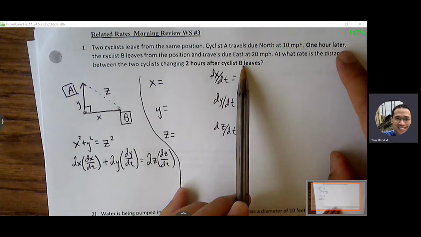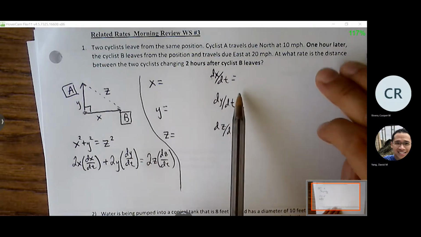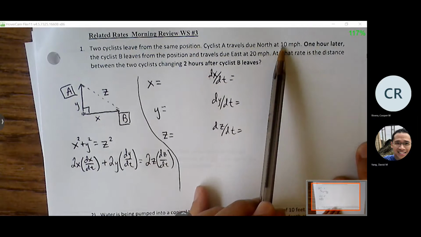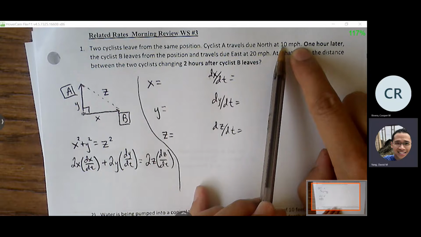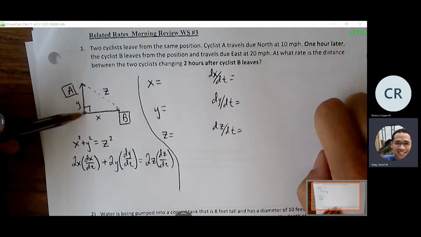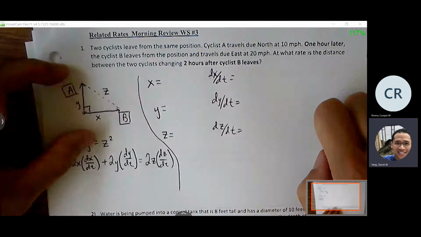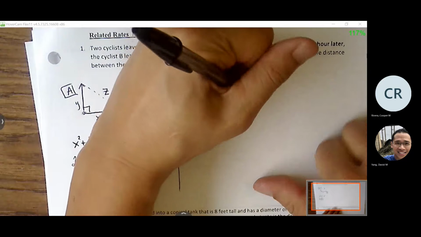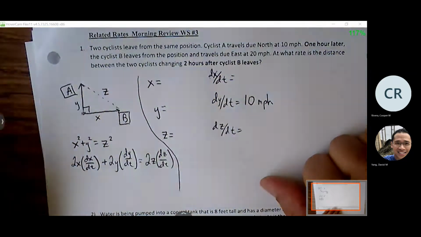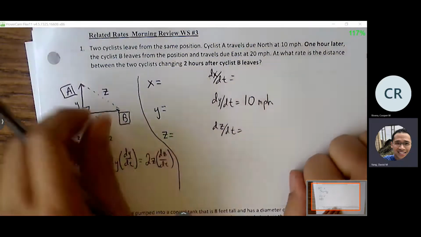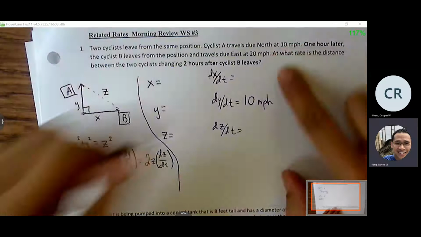Okay, so let's get the rates out of the way here. Cyclist A travels north at 10 miles per hour. dy/dt, positive or negative? Positive, right. Starting at the same position here, so we're expecting both x and y to increase, right? Everything is increasing. The triangle is getting larger. Every side length is getting larger. Cyclist B moving to the right, causing x to increase, positive.